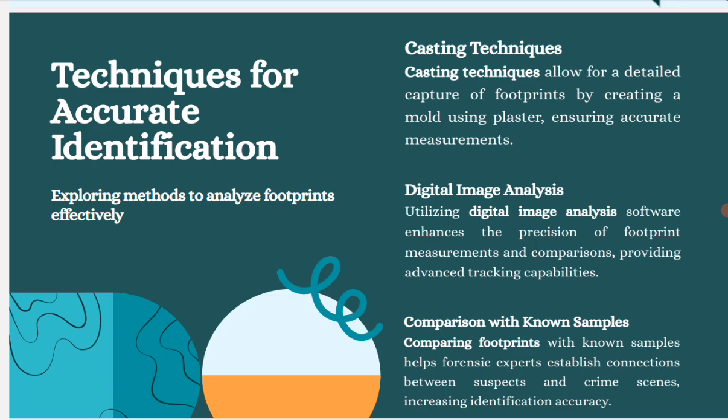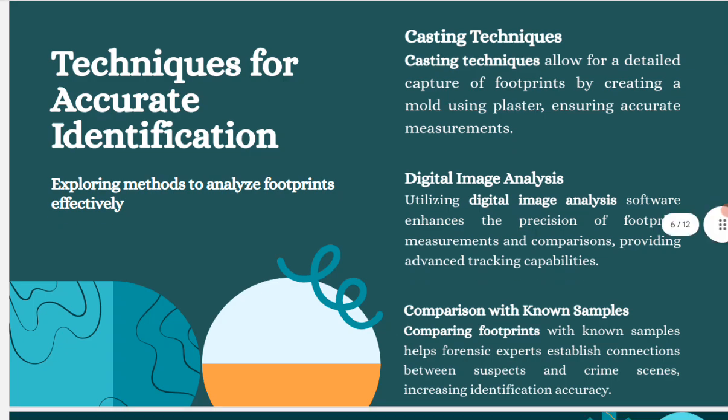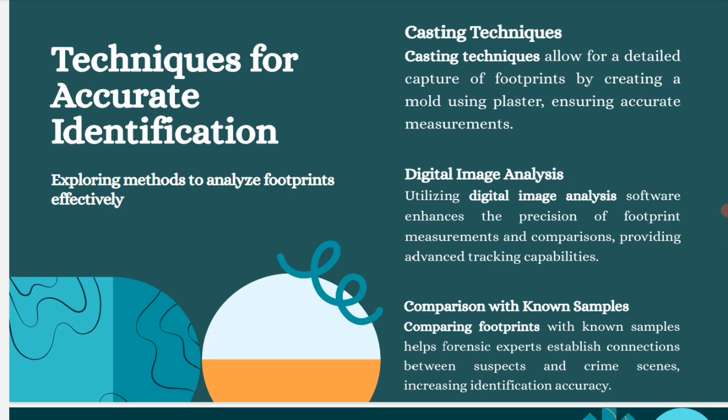Digital images improve precision through advanced software or technology. So we can compare between the known footprint and the footprint we found as evidence at the crime scene. Third one, and finally, the comparison with known samples. Known samples help to match the print with the suspect, increasing identification accuracy.